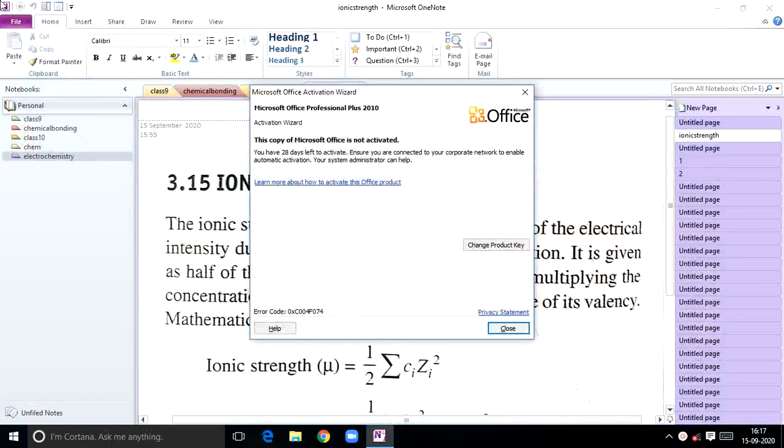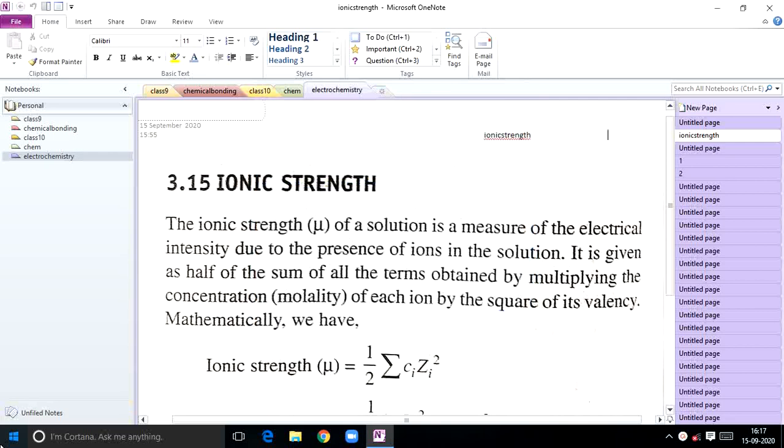So in this session we will learn about ionic strength. What is meant by ionic strength? The ionic strength of a solution is a measure of electrical intensity due to the presence of ions in the solution. This ionic strength is denoted by mu.